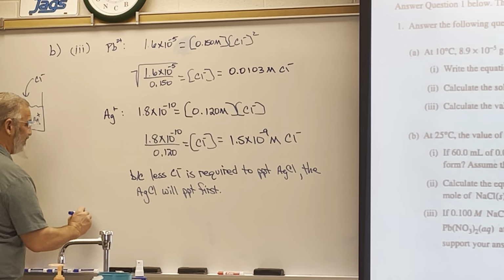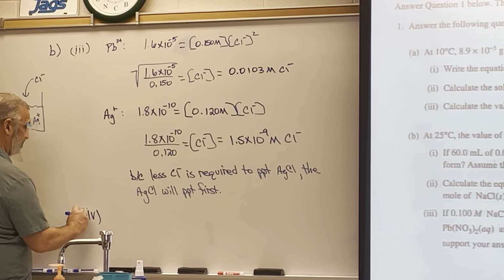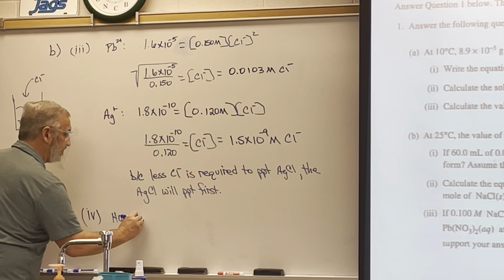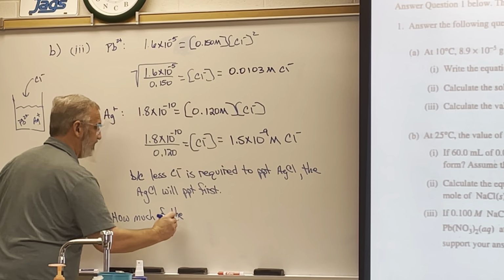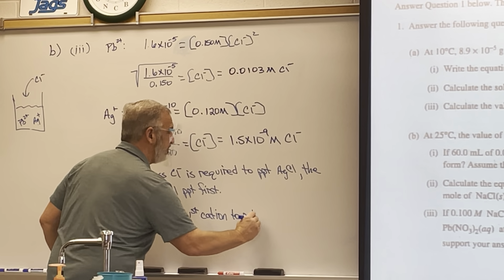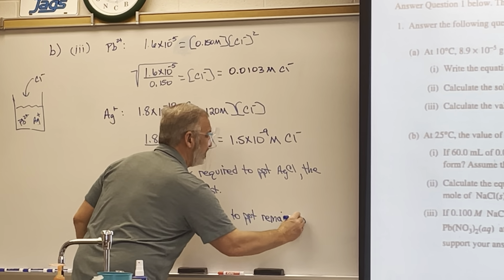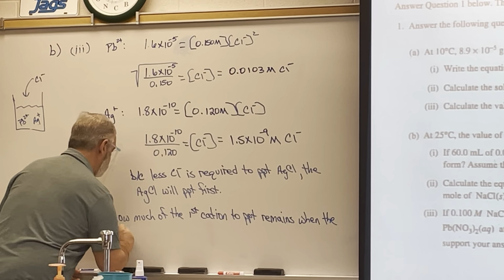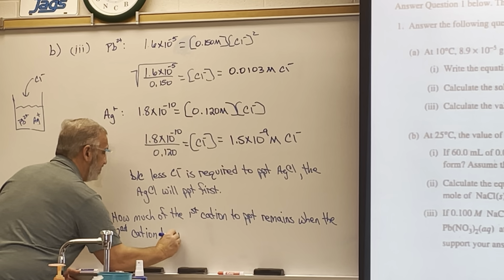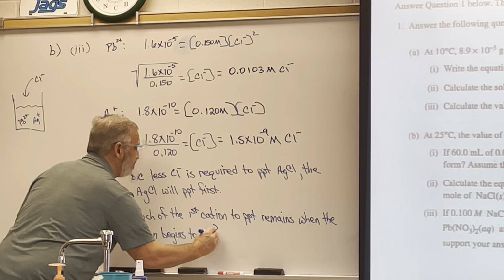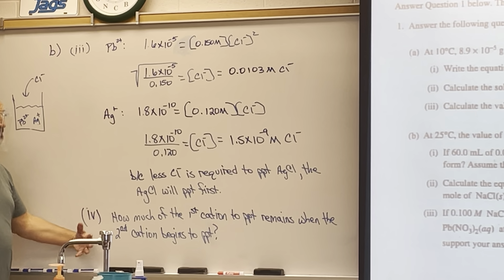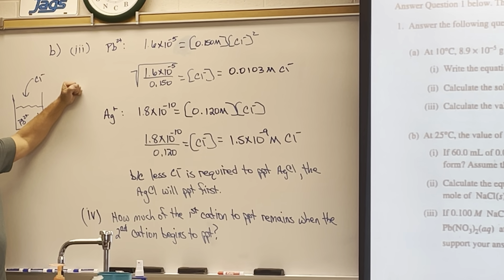Now, I'm going to add in number 4. How much of the first cation to precipitate remains when the second cation begins to precipitate? Okay? That's how this question gets asked, because they can't tell which one's first and second in the problem; you have to solve for that in the previous problem.